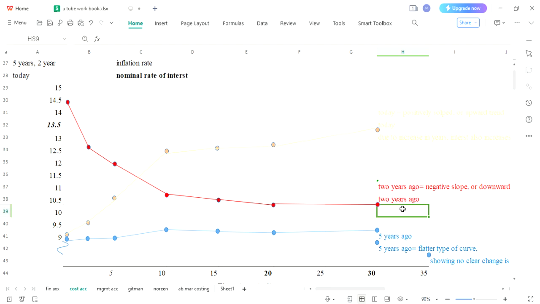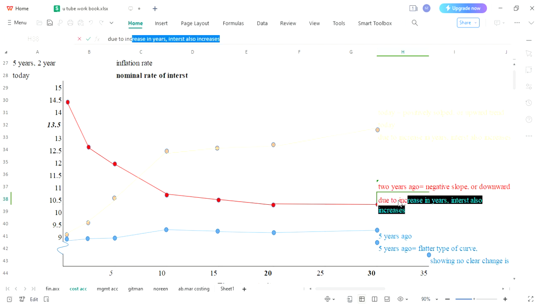For red, what you will decide for 2 years, and here you will decide: due to an increase in years, interest would decrease. Interest would be decreased. This is the second conclusion we are making.